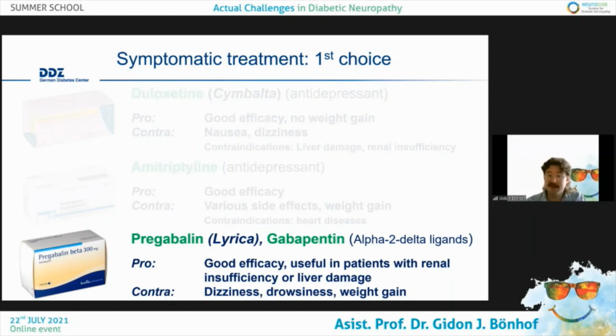But all those side effects I'd like to highlight are not dangerous. So it's not dangerous to try pregabalin and gabapentin when patients experience some side effects that are not related to renal function. It is safe to use, and patients can try to use it some more days to see whether side effects will vanish.